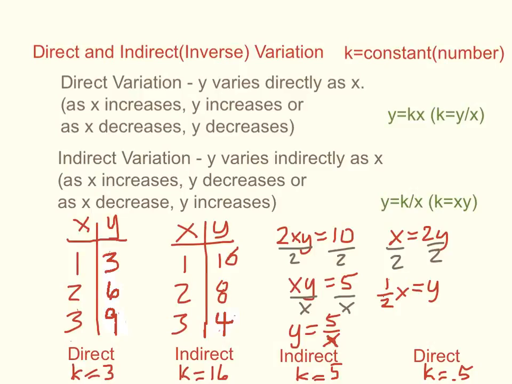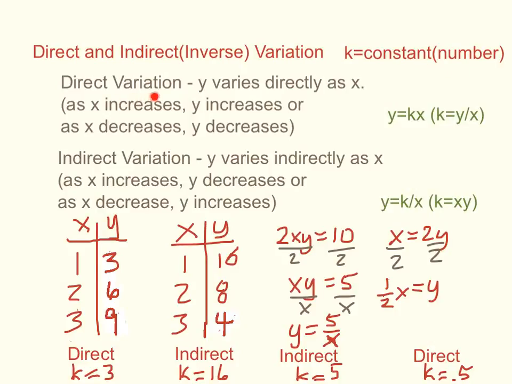Alright, this last video for this unit is on direct and indirect variation. Sometimes indirect is also called inverse variation. And in this type of situation, k is going to be a constant, or just a number. And that constant, of course, won't change.